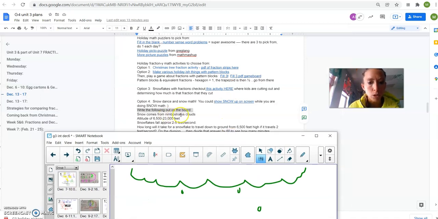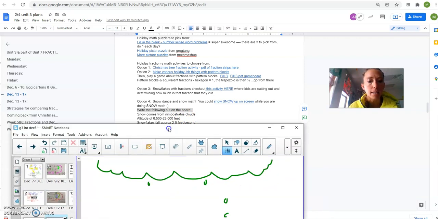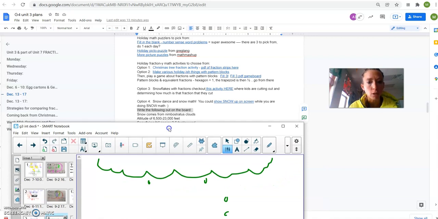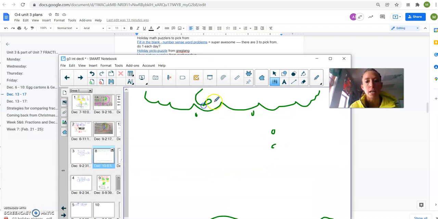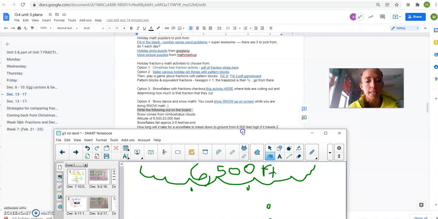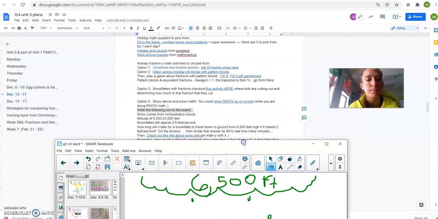Well, the clouds that it comes from actually have a name. They're called nimbostratus clouds. There it is right there. And those clouds are way up high in the sky. The altitude of those clouds are between 6,500 and 23,000 feet up high. So I just wrote the minimum value there, 6,500 feet.